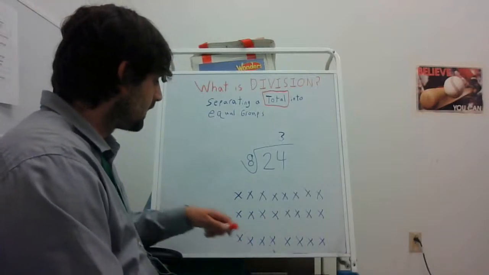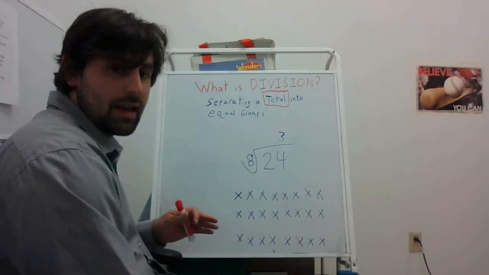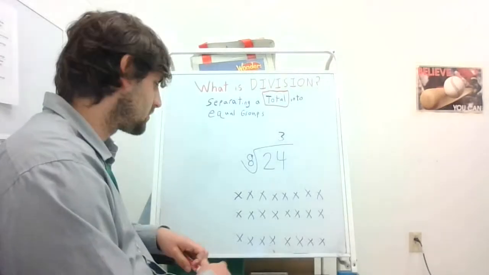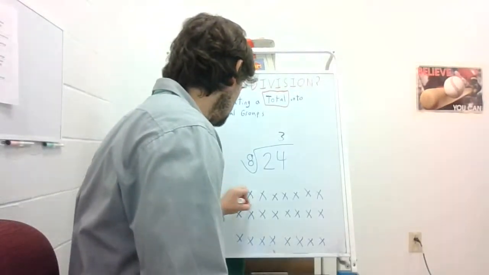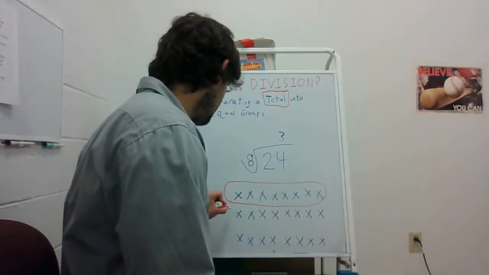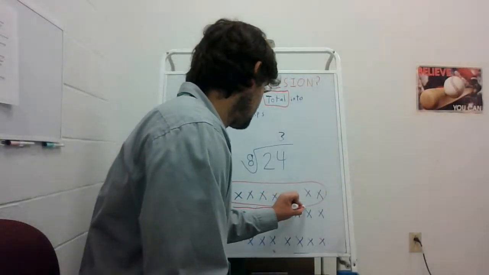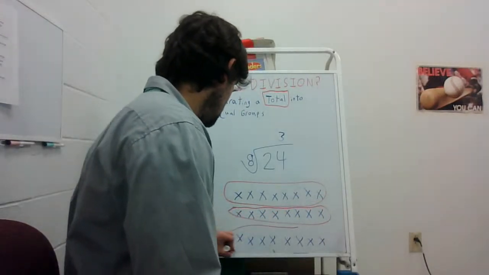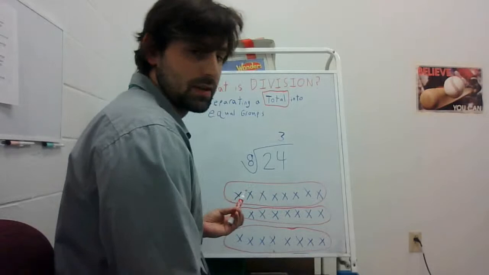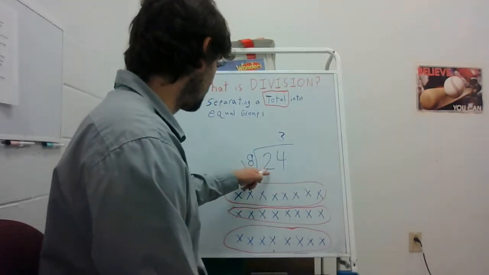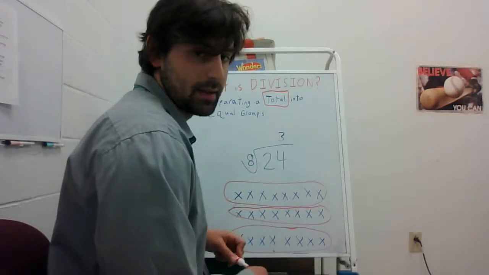All right. Now, every 8 x's, I'm going to draw a circle around every 8 x's, and I'm going to count how many circles I have. So that's 1 circle. That's 2 circles. That's 3 circles. 1, 2, 3. So again, 24 divided by 8 equals 3.